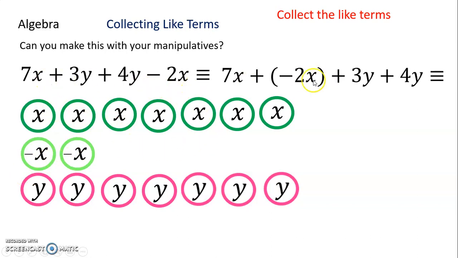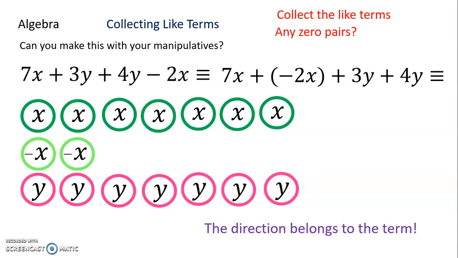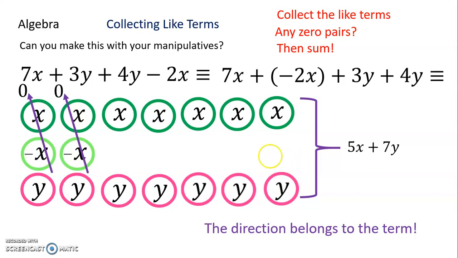I've reordered my calculation, so this sum here is reflecting what I've got down here now. So 7x add negative 2x, and then positive 3y add positive 4y. So I've used the commutative law. Now I can look for zero pairs, and then finally I can sum what's left. And I've got 5x add 7y.